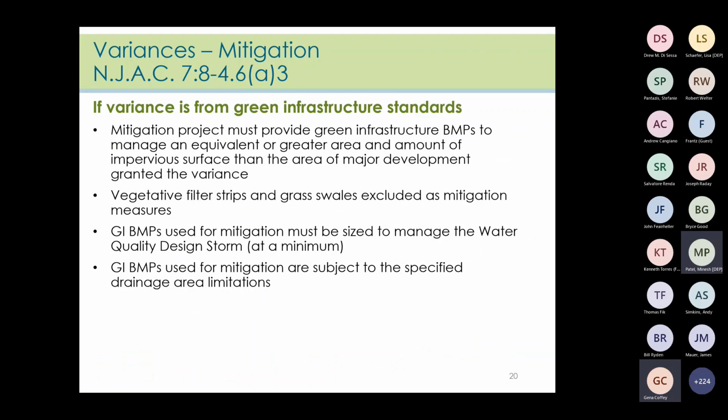Mitigation is required to receive a variance from the green infrastructure standards, but be aware that certain BMPs cannot be used as mitigation measures and that there are minimum sizing and drainage area limitations. So note that vegetative filter strips and grass swales are excluded as mitigation measures as they don't address quantity control and groundwater recharge. Green infrastructure BMPs that are used for mitigation need to be sized to manage the water quality design storm at a minimum and are subject to the specified drainage area limitations.